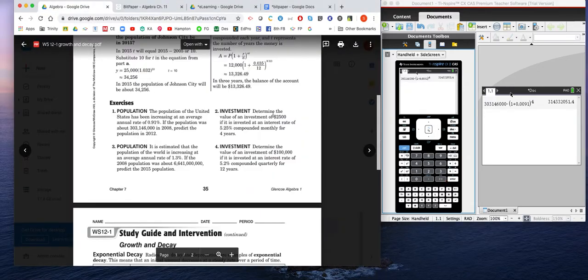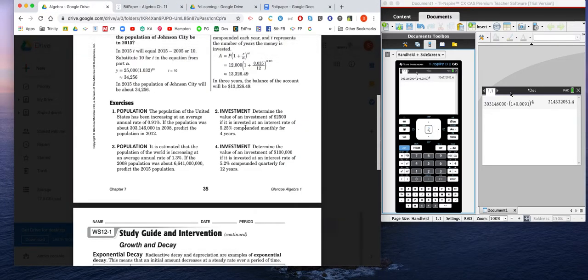So we're going to take a look at number 2 and look at what our numbers are that they have given us. So to start with, we have $2,500, which is going to be our principal investment. So that's the amount we're starting with. We're investing at 5.25%. We're compounding monthly.